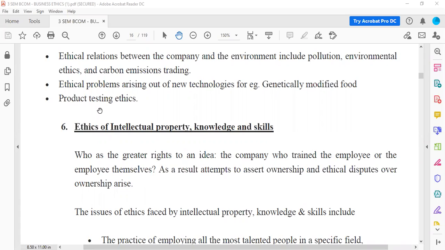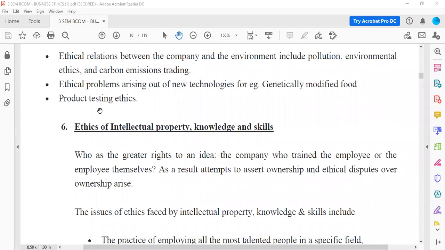Then product testing has to be done very carefully and sincerely, because every individual product will be used by an individual person. Let's say for example, the mobiles we buy. Once we switch on the mobile, let's say the battery was not good, and since the battery was not good, the mobile phone exploded. So that is a very risky part for any consumer.